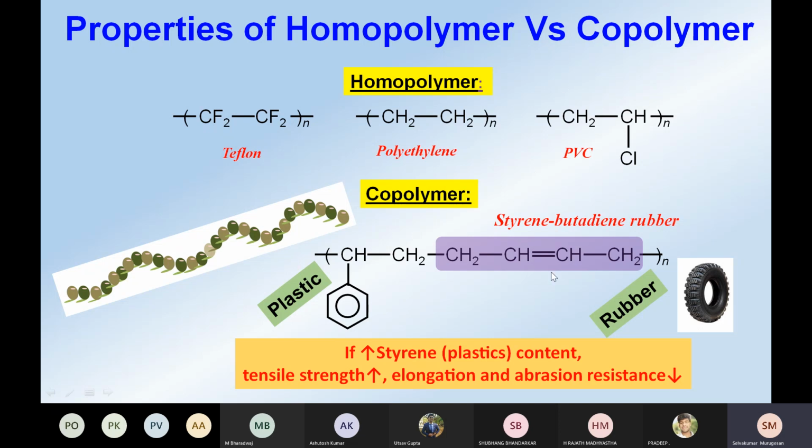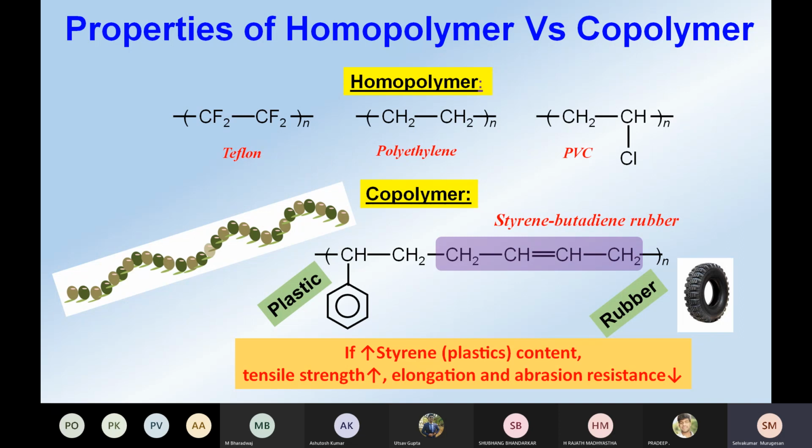Okay, and if you see the properties, you are able to fine tune the tailor-made properties with the help of changing the molar ratio or the molecular weight of these individual monomeric units. For example, if you increase the styrene content, the tensile strength will increase. On the other hand, the elongation or the abrasion resistance will be reduced. Why? Because the styrene usually gives some rigidity, since it is a plastic-based monomeric unit, and butadiene usually gives you the rubbery nature.